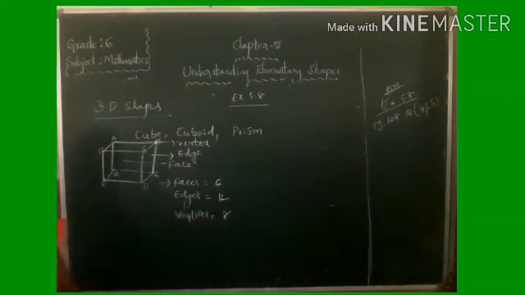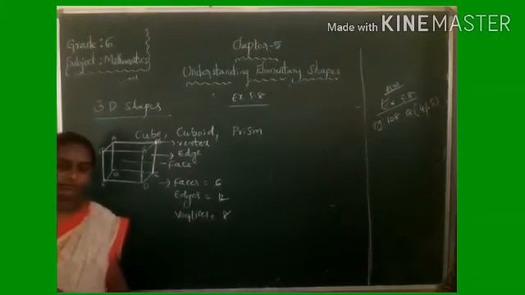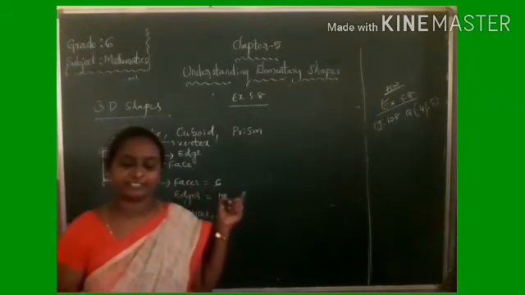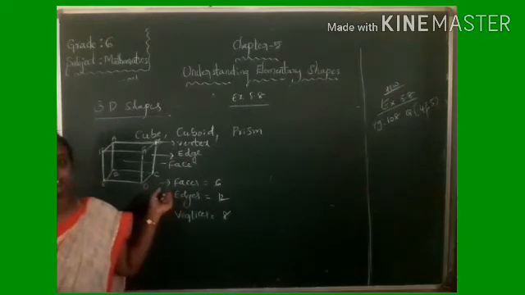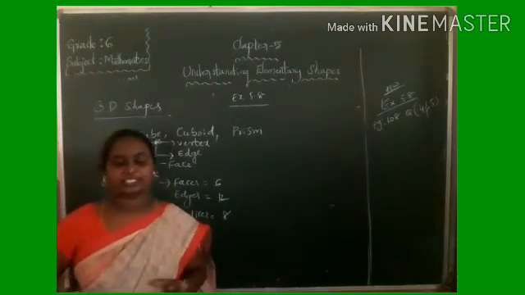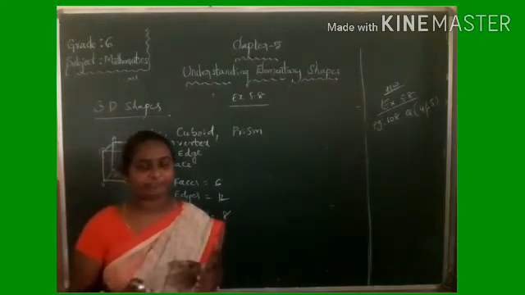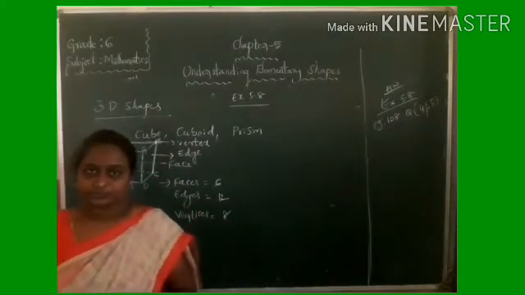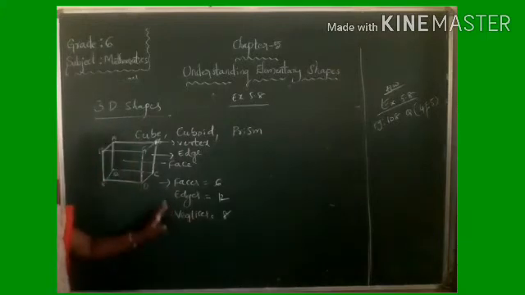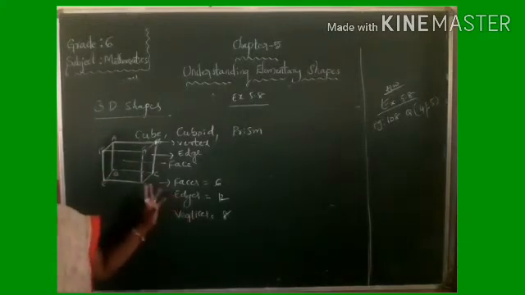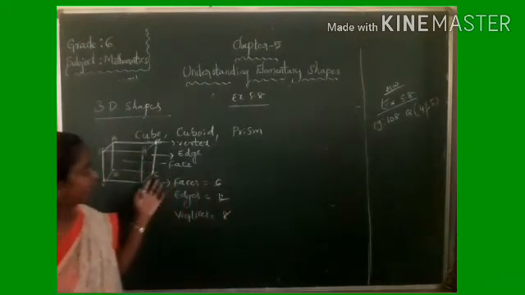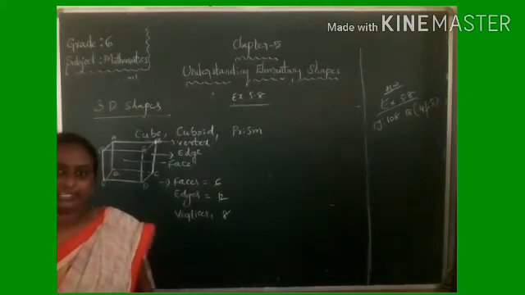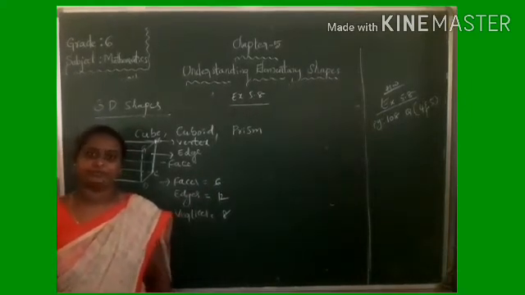Okay, if you have an example of a cube at your home, you are playing with the cube every day, right? So observe that cube once again carefully: how many faces it contains, how many edges it has, how many vertices it has. You have to observe. Now, the remaining 3D shapes you have to see in the video. You enjoy the video. Okay, children?